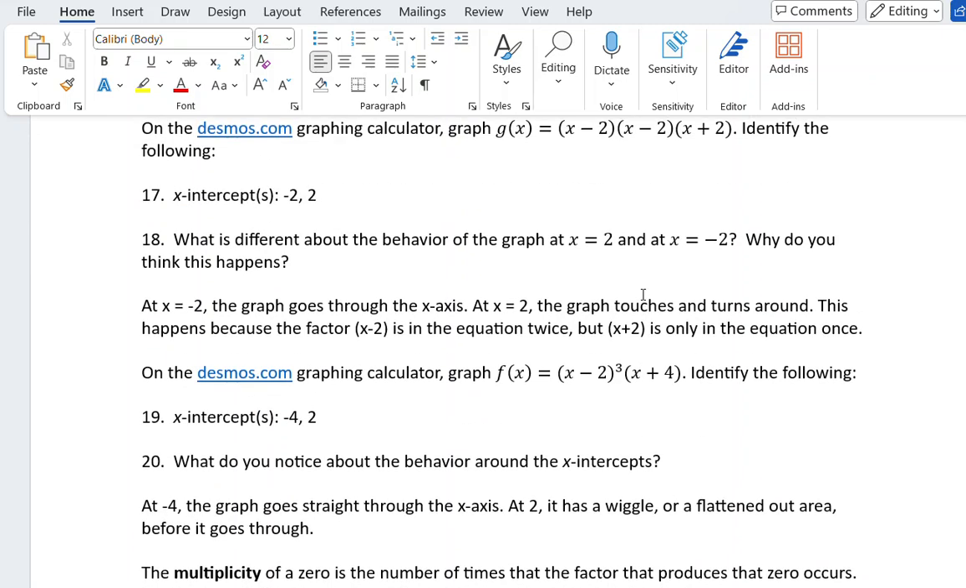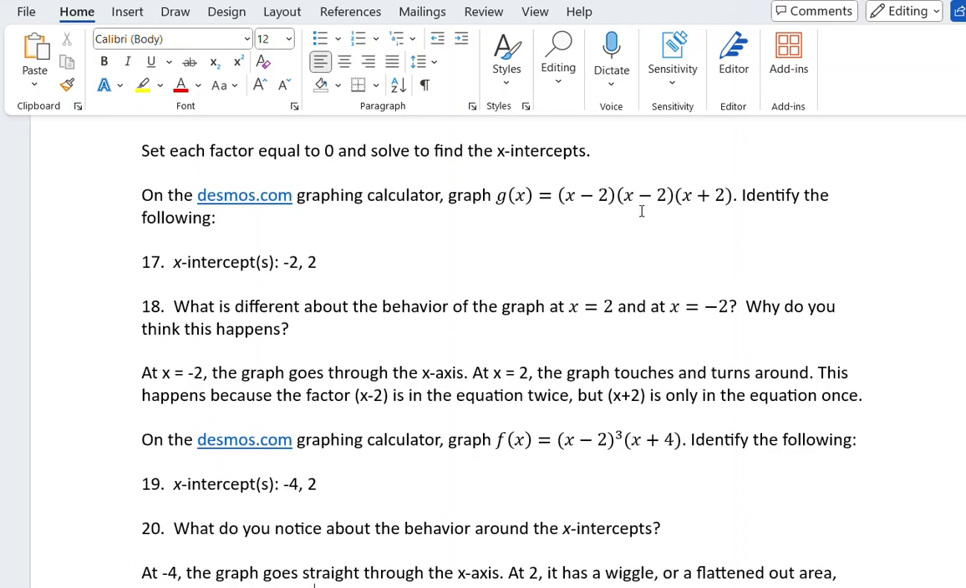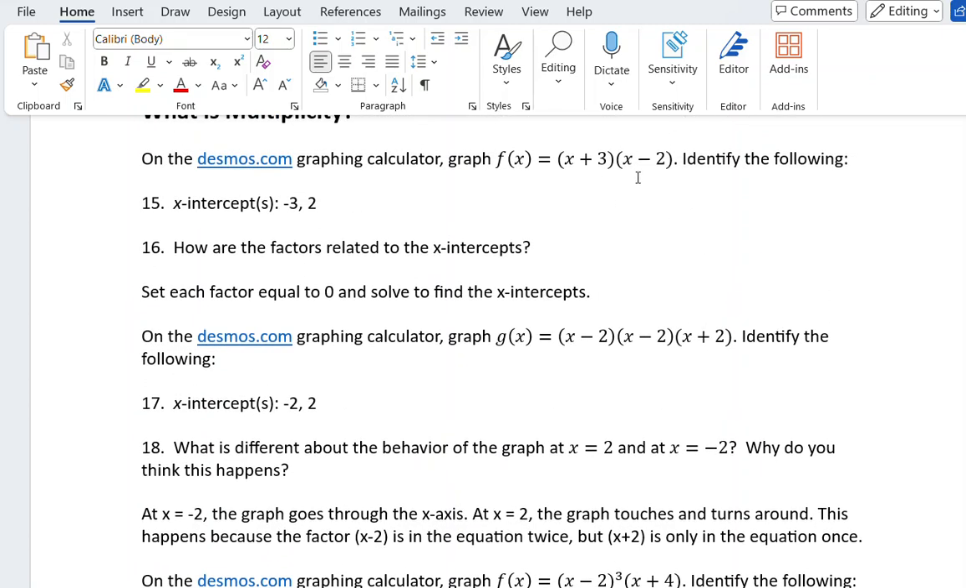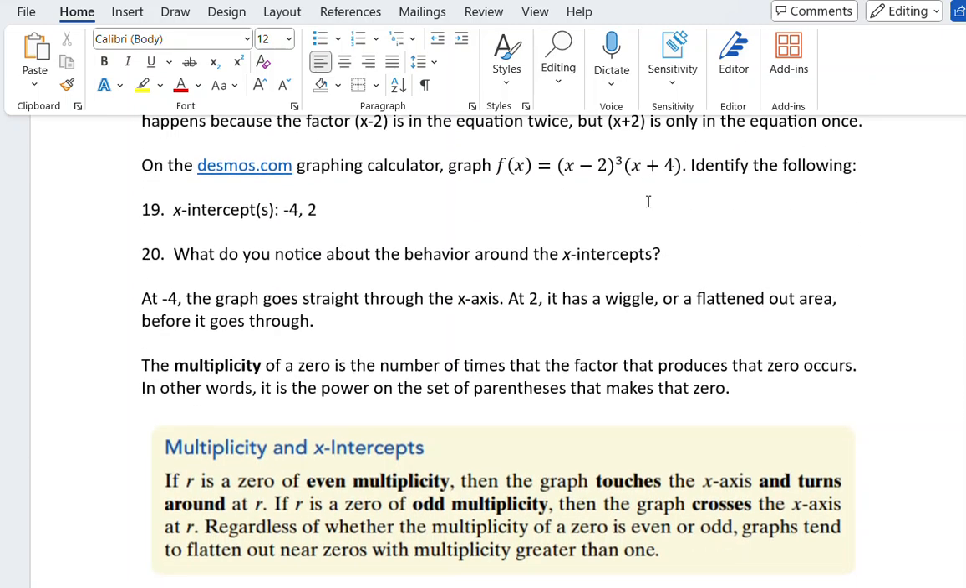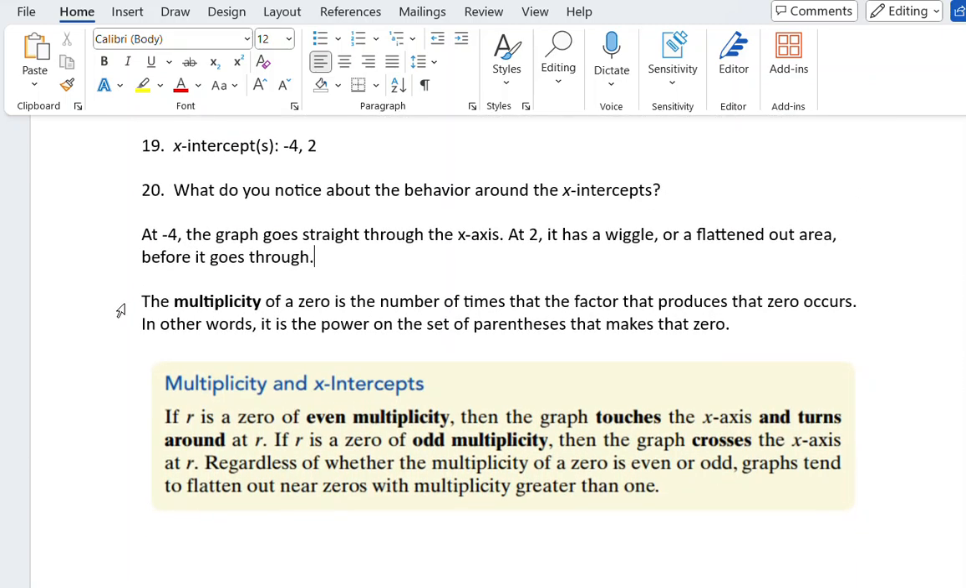In this problem, my 0 at 2 has a multiplicity of 2 because x minus 2 occurs twice. At negative 2, there's only one factor of x plus 2, so at negative 2, there's a multiplicity of 1. Here, both factors have a multiplicity of 1 at negative 3 and positive 2. So I'm going to highlight this in my notes because it's actually very important to remember. The power on the set of parentheses that makes that 0 is the multiplicity of that 0.